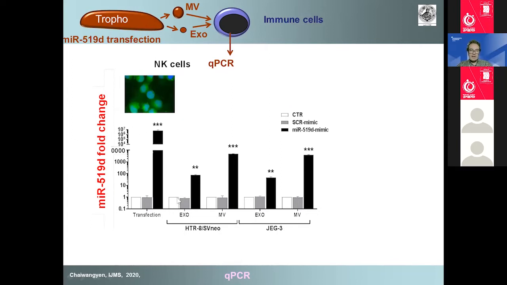And then when we incubate immune cells with extracellular vesicles from trophoblast cells, we have also a very strong, significant increase of the microRNA, which we have transfected here in this origin cell. So up to, in this case, up to 10,000-fold when we use the large extracellular vesicles. This is just to show you a rather novel example of communication between trophoblast cells and maternal immune cells.